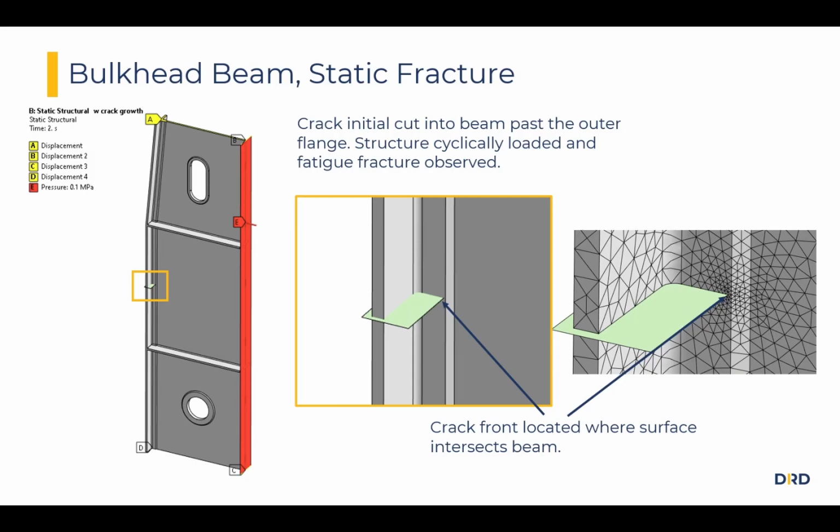In this case, however, we are cyclically loading the beam with this pressure load, the 0.1 megapascal pressure load. So again, this beam is fixed on the top and bottom. We have the pressure load on the back side, the red face that you see there, and then we have a crack inserted into the structure where this green surface in this graphic overlaps the solid part. That is where the crack is located.